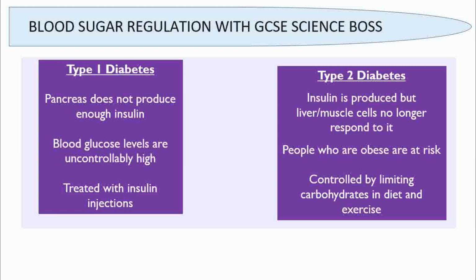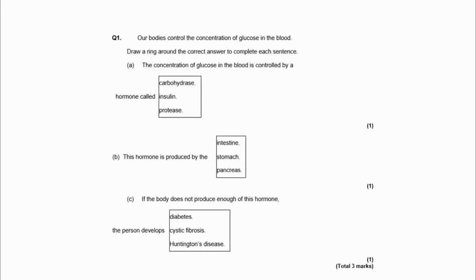Now that's a summary of what we have done here. At the end of every summary, we always go through some exam style questions. So now we're going to look at some questions relating to controlling your blood sugar level. Our bodies control the concentration of glucose in the blood. You need to draw a ring around the correct answer to complete each sentence. The concentration of glucose in the body is controlled by a hormone called, and they've given a choice there. Straight away, too easy. That one is insulin.